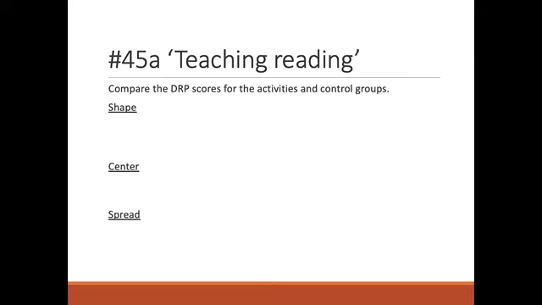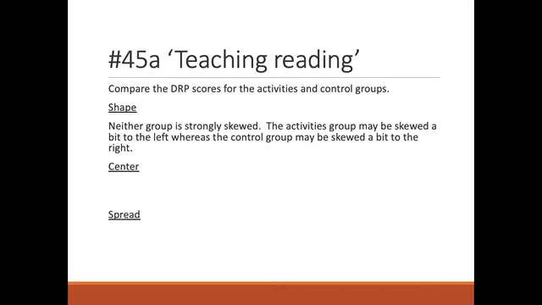Last question, number 45. Comparing the degree of reading power, the DRP scores, for the activities and the control groups. If you compare the data, understand that the first part of the question goes all the way back to the very first unit in AP Statistics, where we can look at these graphical representations and compare the shapes, centers, and spreads, but it's important to do it in context.